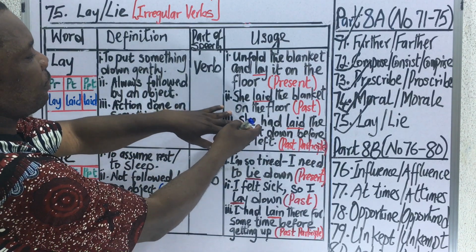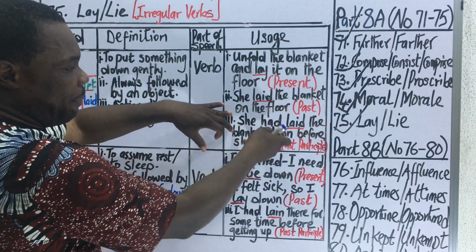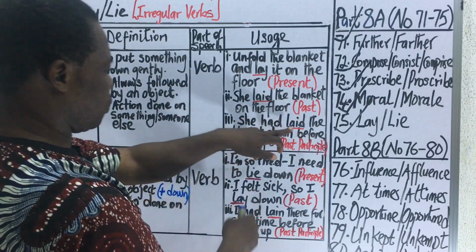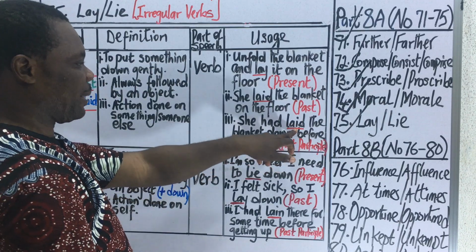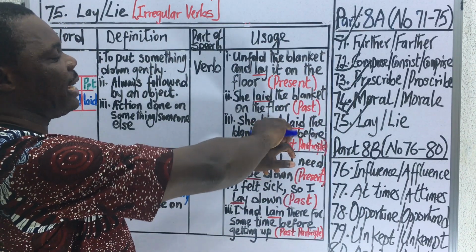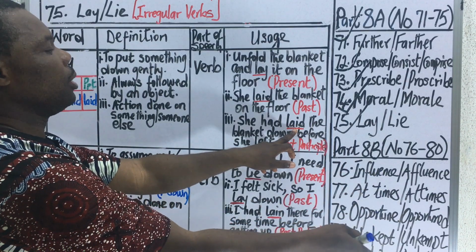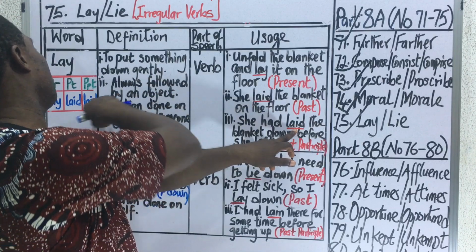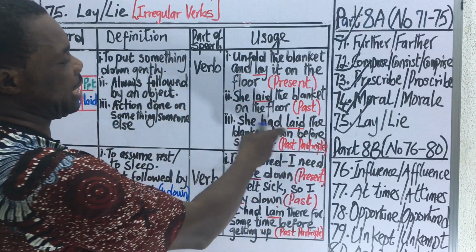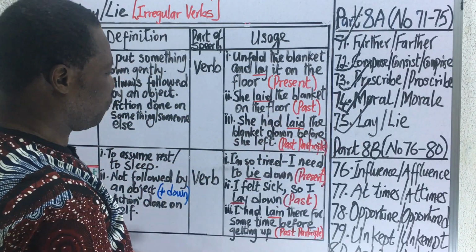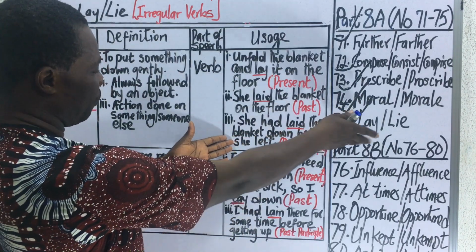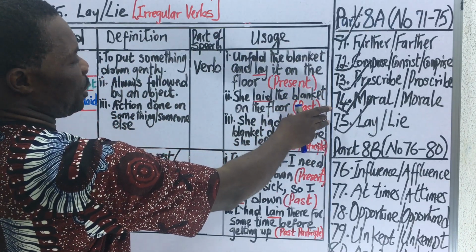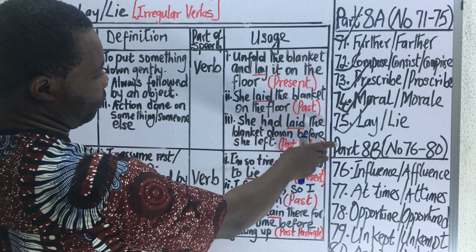Then for the third one you have, she had laid the blanket down before she left. She had laid. So even when you are using this word in its past participle form, that is when you are modifying it with an auxiliary, you are still going to take the similar form that it took when you were using it as past tense. So she had laid the blanket down before she left. So that is how to use these words in expressions, both in its past and in its past participle form.